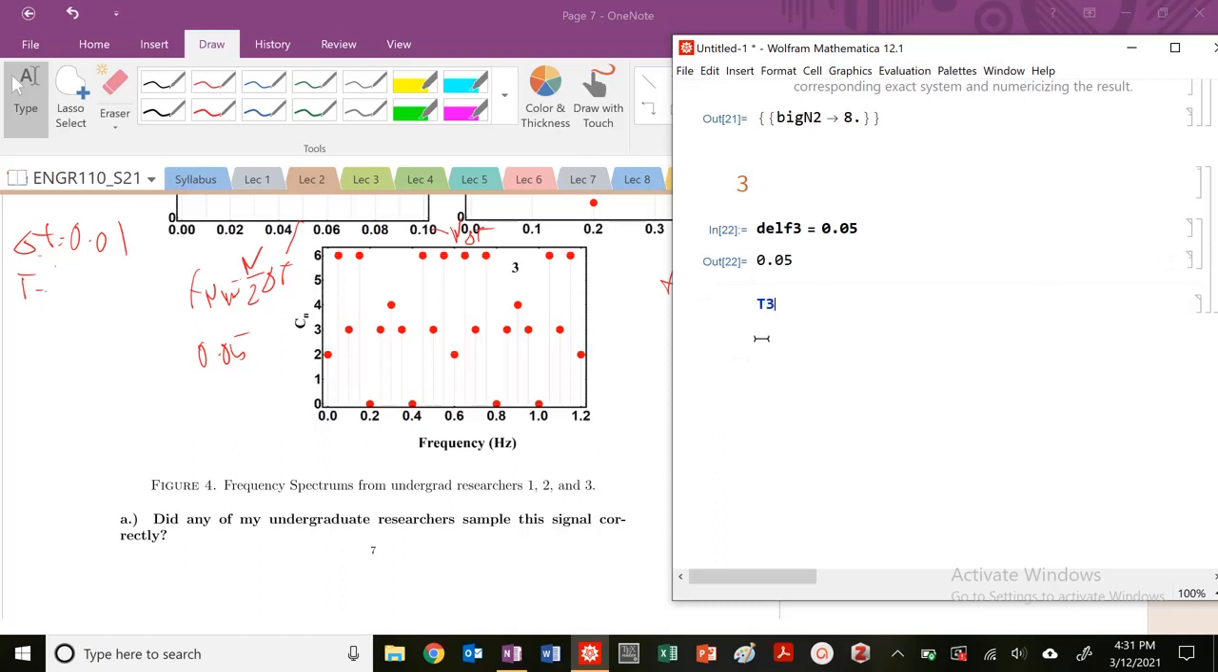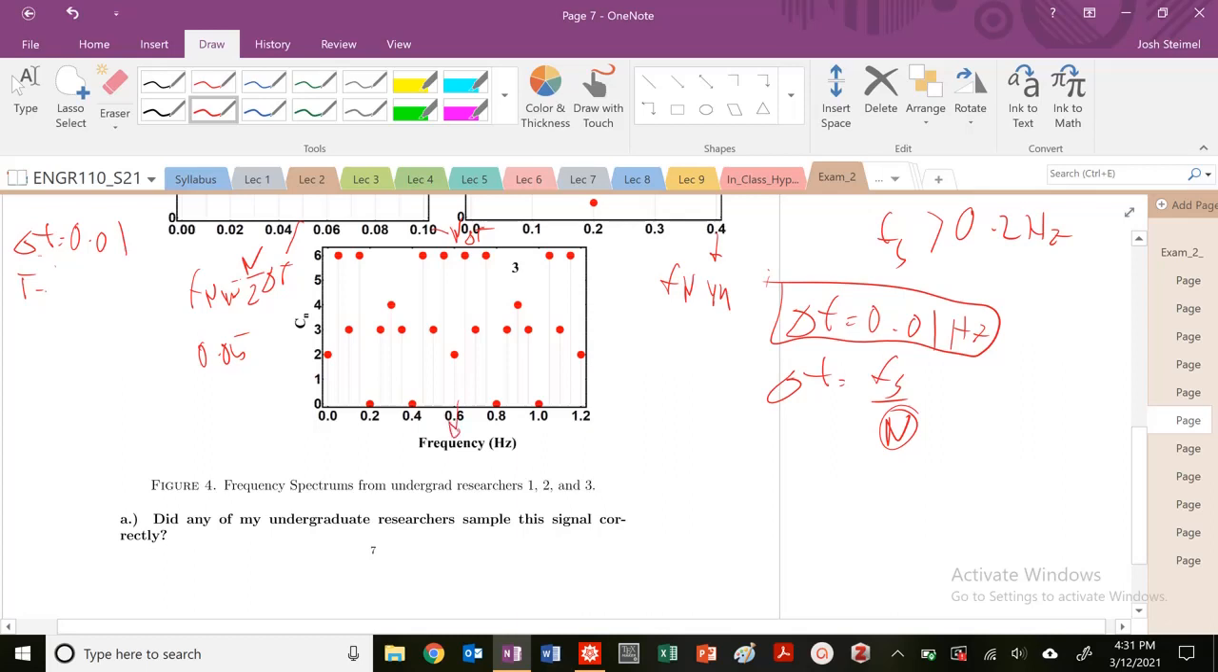Let's do my T3 is equal to 1 divided by del F3. Let's find where is my Nyquist frequency. So if I look at the signal, I actually see two repeats. So here, this is equal to N delta F, and this is equal to 2 N delta F. You see here, I'm down, up, up, up, or down, down, down, and then it repeats. So this right here repeats 4 times. So this is my Nyquist. This is 2 times my Nyquist.